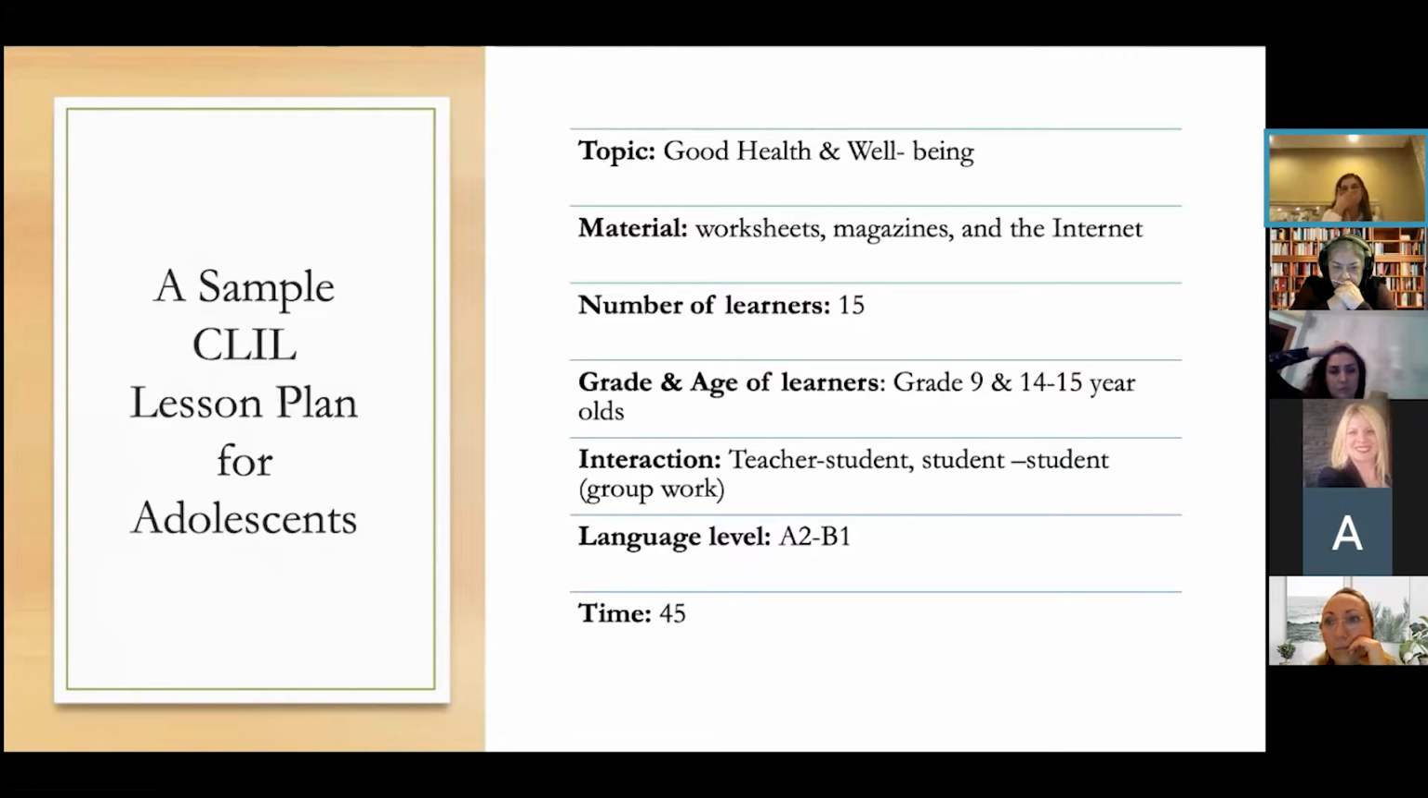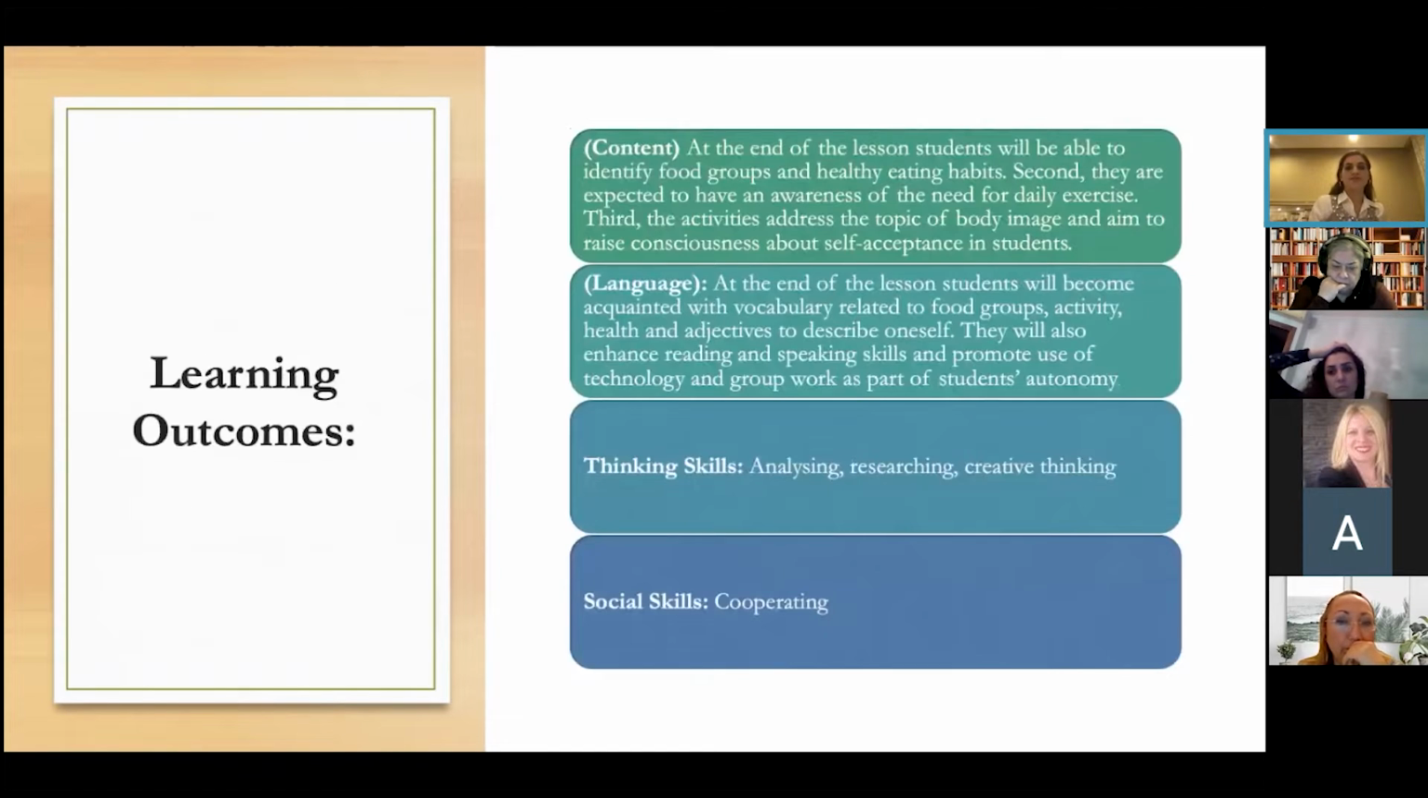Then let's have a look at that lesson plan in more depth. The topic is good health and well-being. Materials needed are worksheets, magazines, and internet access. The number of learners is identified as 15. They are 9th graders, and they are 14 or 15 years old. The interaction is teacher to student and student to student. And the language level may be A2 or B1. Okay, let's have a look at the learning outcomes.